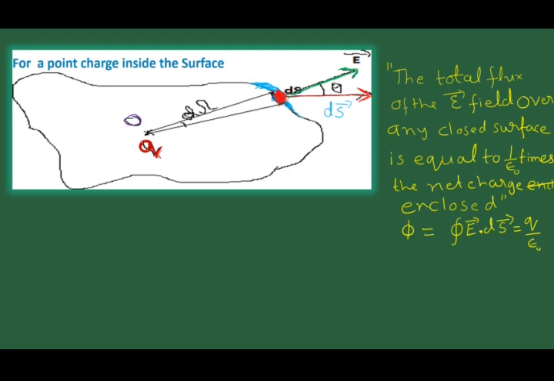Since only one charge is present, at this point where the dS is present, electric field must be radially outward, and it is shown in green here. That electric field makes an angle theta with respect to that dS vector.